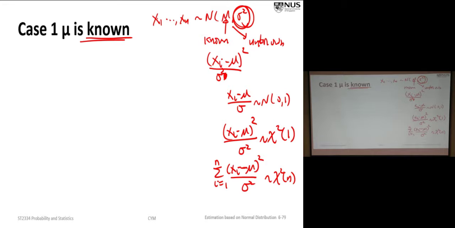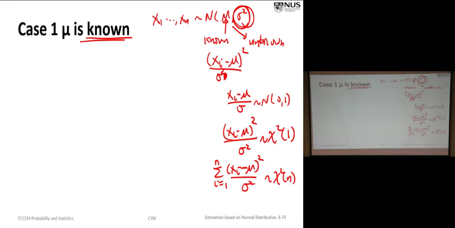So I start with (xi minus mu) over sigma. Why do I choose that? Because mu is known, so it's a constant. Xi, I can get from the sample. And sigma is unknown, but this is exactly what I want to find something about. So this one is a standard normal. Next, I square it, so it becomes chi-square.